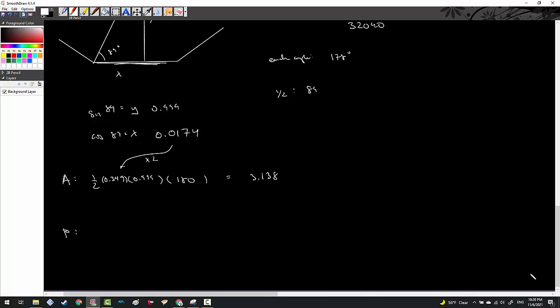This is going to be 3.138. My perimeter is going to be double this guy, so 0.349 times 2 times, how many? 180? Just realized I made a mistake right here. This is 0.0349. So now what I'm going to do is take that number, 0.0349, which is the entire base of this 180 sided polygon. And I'm going to multiply him by the number of sides he has. He has 180 sides, and I end up getting 6.282.